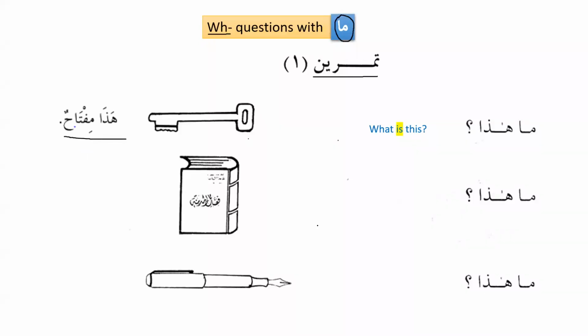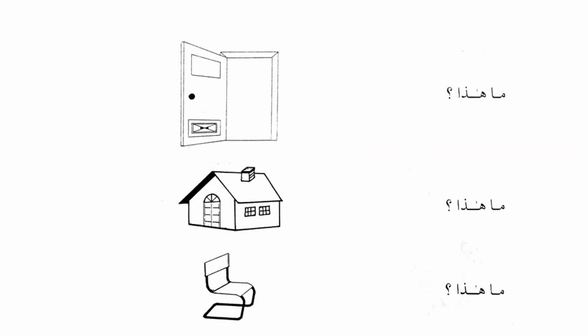Okay, and then we can see ma hadha. What is this? Hadha kitabun. Excellent. This is a book. Ma hadha. What is this? Hadha qalamun. This is a pen. Excellent. Very good. So that's the exercise. Ma hadha. What is this? Hadha babun. This is a door.